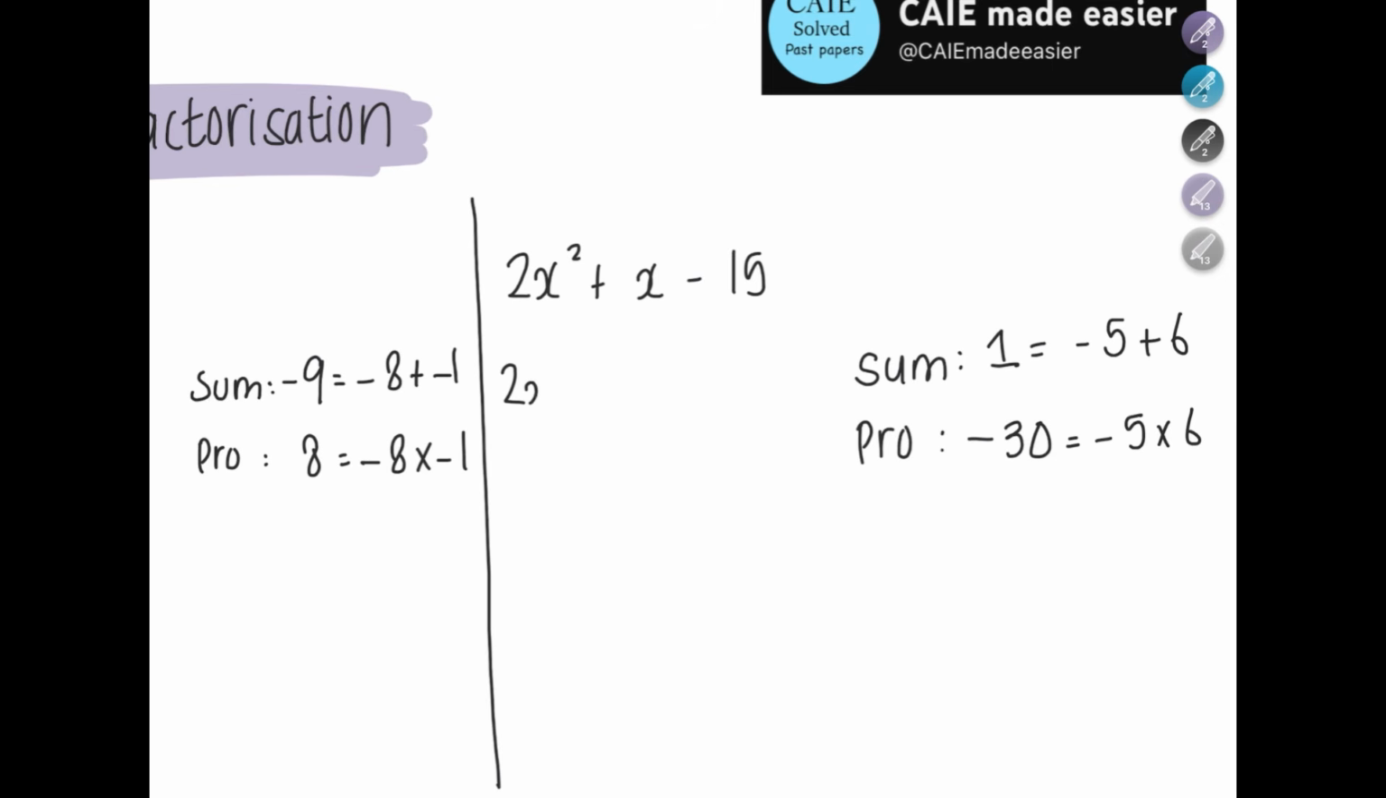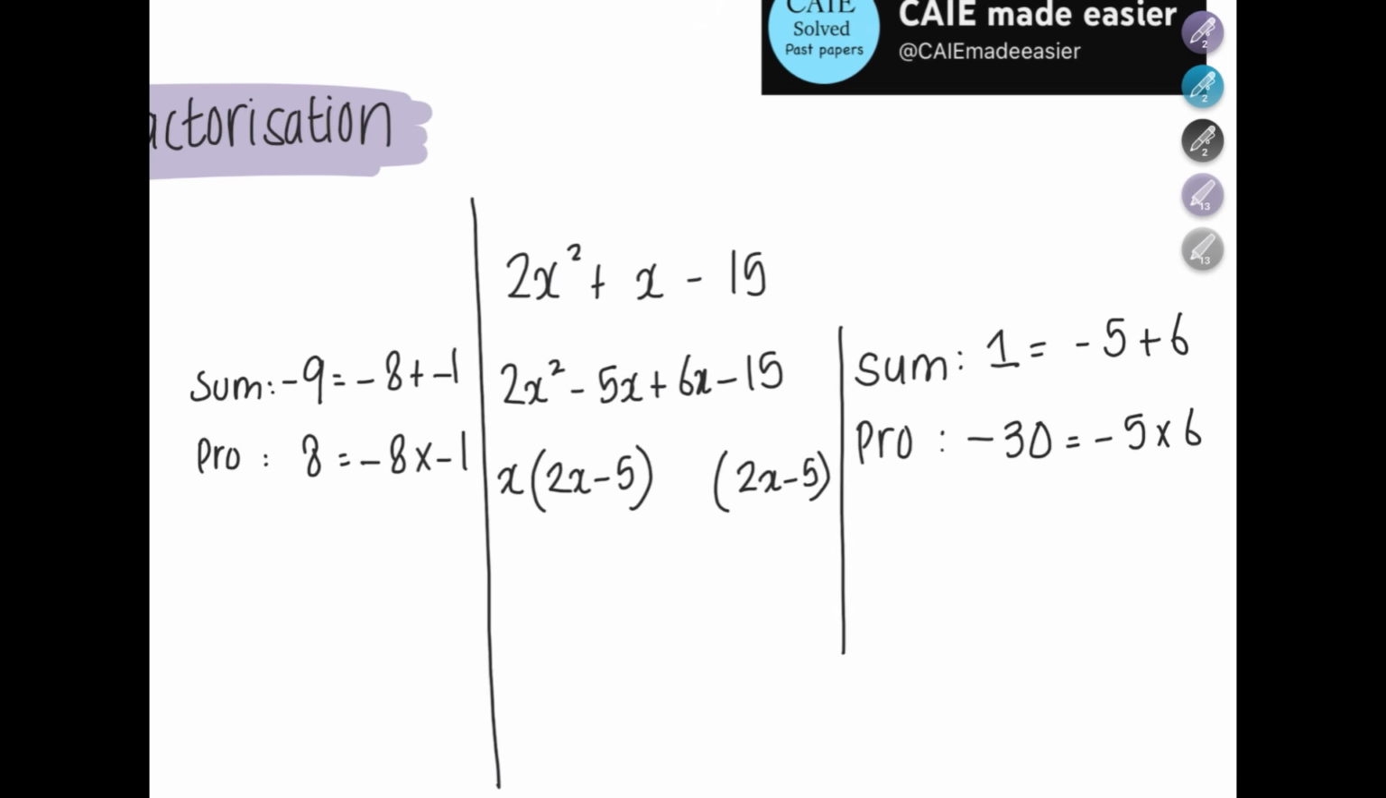So now we'll write 2x squared minus 5x plus 6x minus 15. Take the common one out from the first two terms. We can take x out. This is going to be 2x minus 5. This is x. Now from the second part we need 2x minus 5 again. So if you take the common out, it could be 3. So you can write x plus 3 and then 2x minus 5. This is the factorization of this expression.